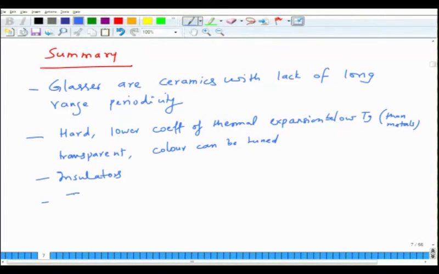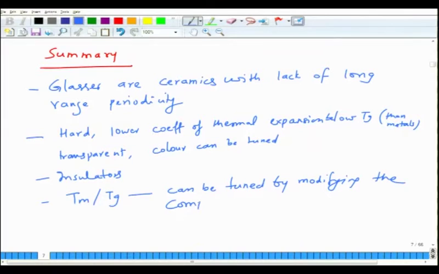then they have their melting point Tm or Tg. Melting point or glass transition temperature, they have different definitions in the glass sense, but it can be tuned by modifying the composition. Basically the elements that you add are called glass modifiers, such as sodium, calcium, boron, these kinds of elements. You can see that typically the elements that you are putting have valence lower than that of silicon. Okay.